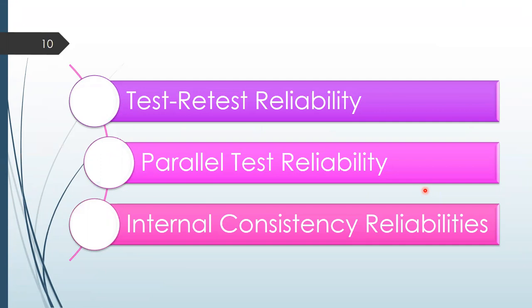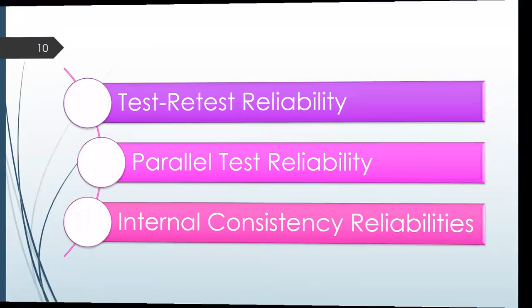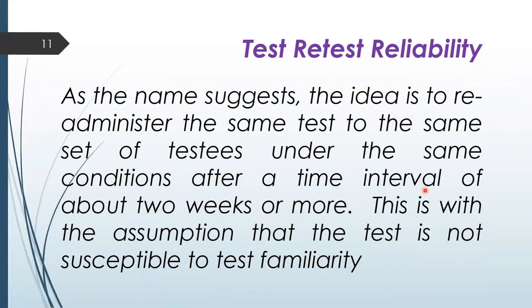That's just a graphic illustration of what we're going to be exploring in this particular lesson. So let's start with the test-retest reliability. As the name suggests, the idea is simply to administer the same test to the same set of testees under the same condition after a time interval of about 2 weeks or more. Simple. Test and retest. The same instrument.